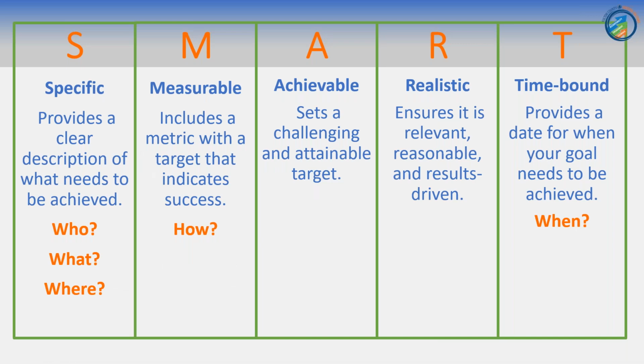The S represents specific, providing a goal that is descriptive of what needs to be achieved. M represents measurable, includes a metric with a target that indicates success. The A represents achievable, sets a challenging and attainable target. The R represents realistic, ensures the goal is relevant, reasonable, and results driven. And the T represents time bound, provides a date for when your goal needs to be achieved.